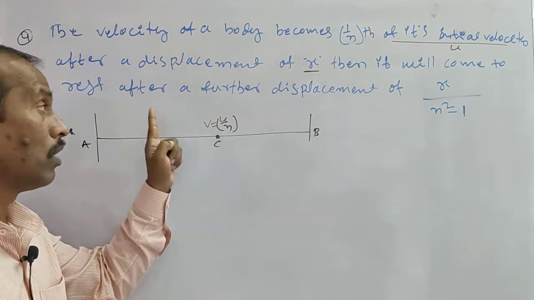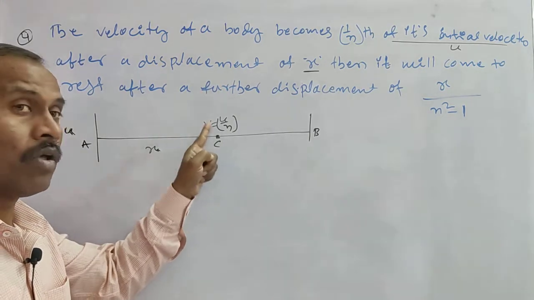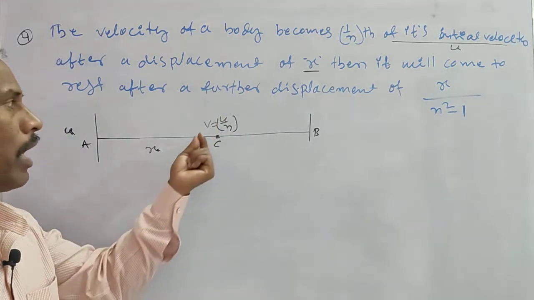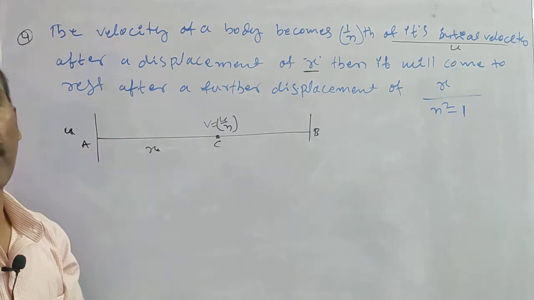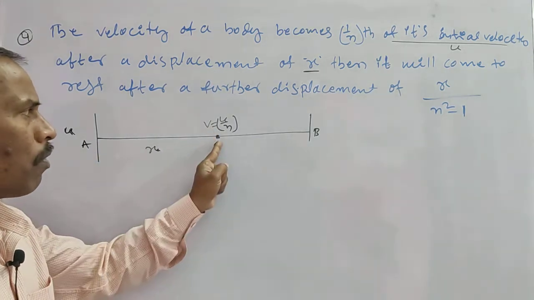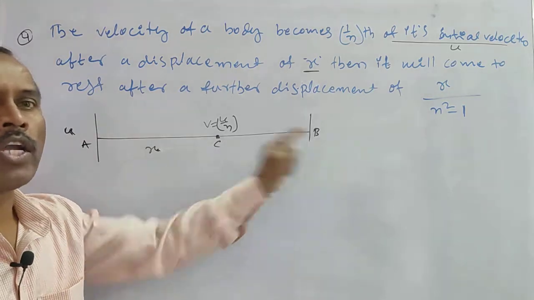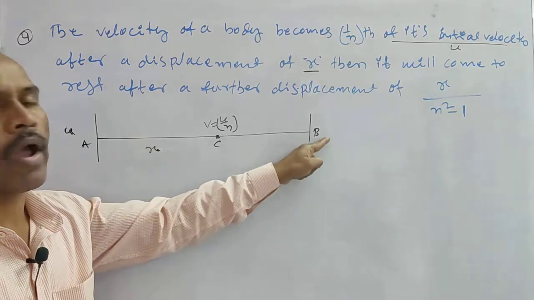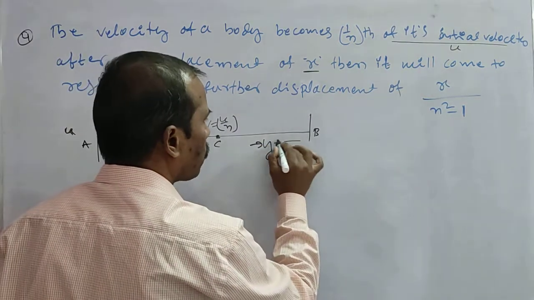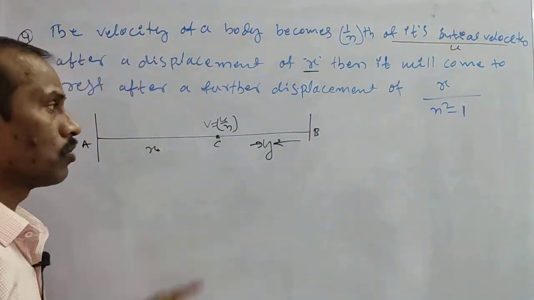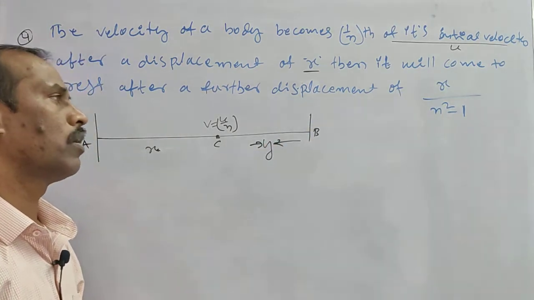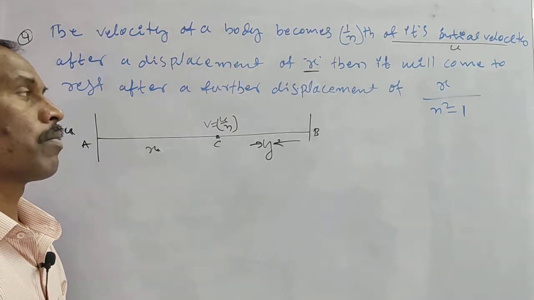The final velocity v is nothing but 1 by nth of its initial velocity, that means u by n. At point c, the velocity of the particle is u by n. Now the body comes to rest at point b, so the remaining displacement of the particle, for example y, is equal to x by n square minus 1.